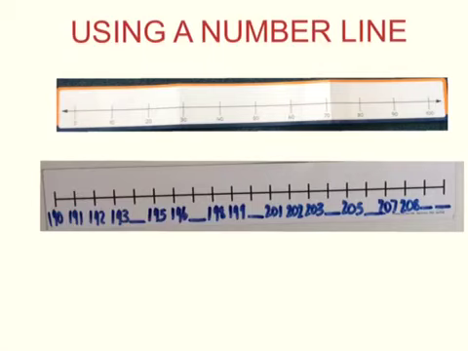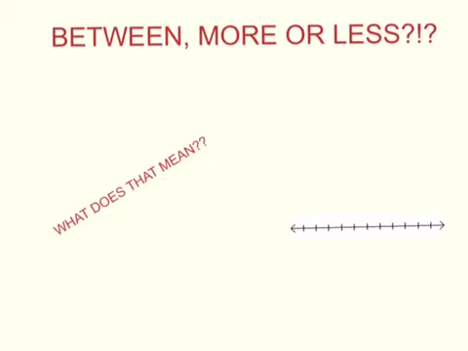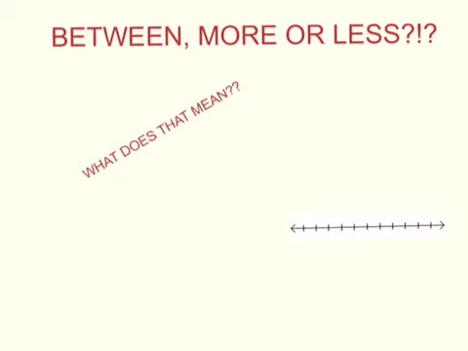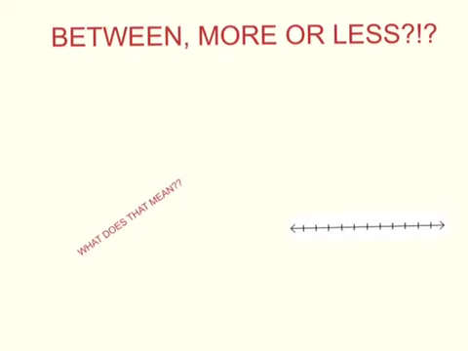If we have a look at the next slide, we'll be able to understand some of the language that you need to understand for this video. Let's go and have a look. Now on this slide, we can see that there are names here. Between, more or less, and we need to know what does that mean. Now we know that between, if I said to you, go and sit between the door and the bin, you would sit in between the door and the bin.